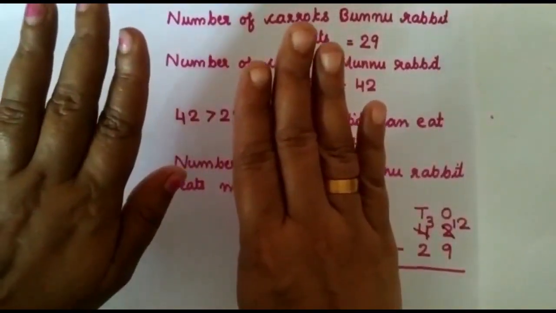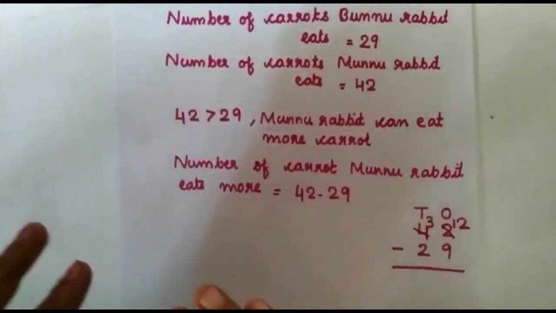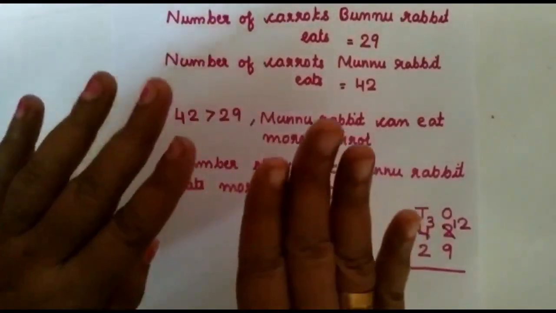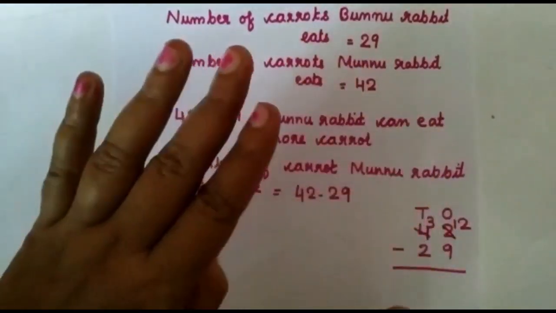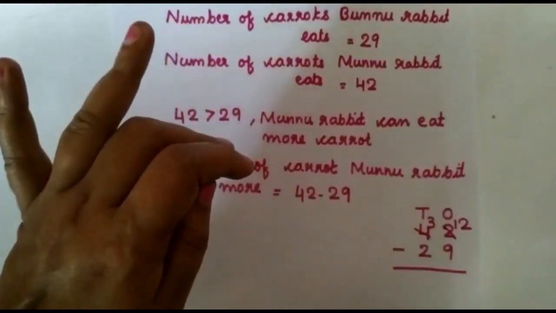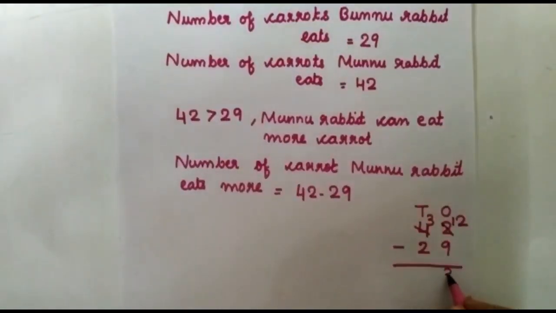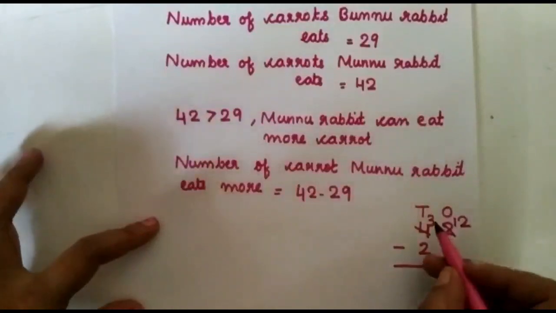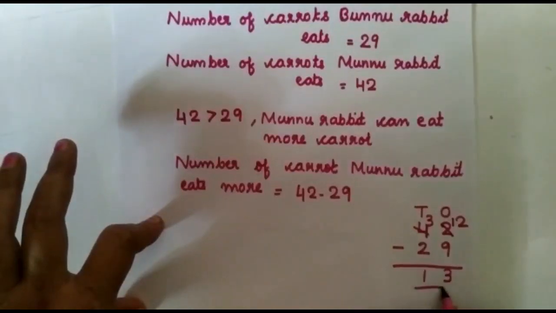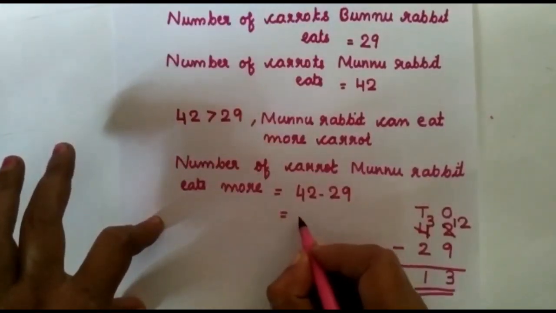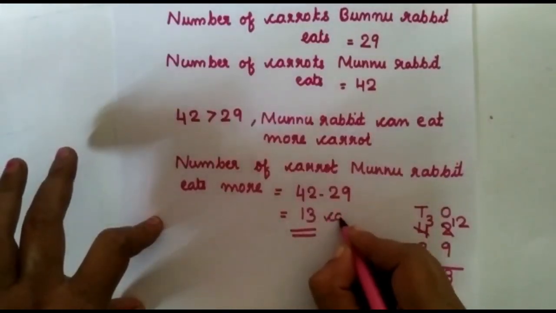Take 9 in your hands. Backward counting. Which numbers come before 12? Yes, right. 11, 10, 9, 8, 7, 6, 5, 4, 3. That is 12 minus 9 is 3. Next, 3 minus 2. 3 minus 2 is 1. So 42 minus 29 equal to 13. 13 carrots.